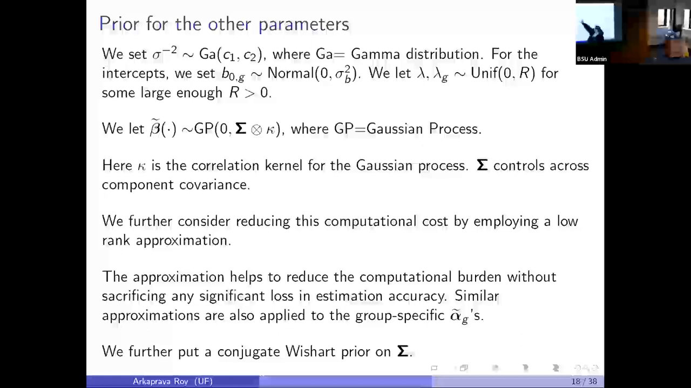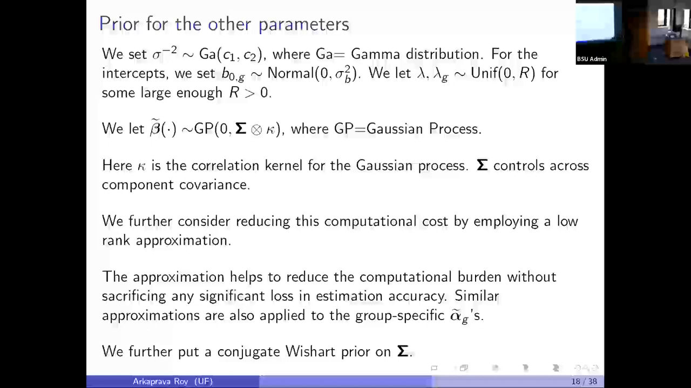We assume that the Gaussian process covariance kernel is a Kronecker product of sigma and kappa. Kappa is the Gaussian kernel, the same for each of them, and sigma brings the correlation across the component directions. So the association between these different components is controlled by sigma, and kappa controls the overall smoothness of each one of them. For the rest of the parameters, I used priors that make the computation easy, so the sampling is much simpler. And for sigma, I also added a conjugate Wishart prior.